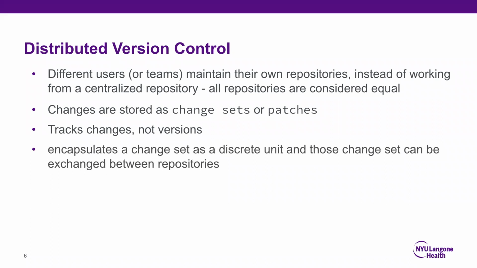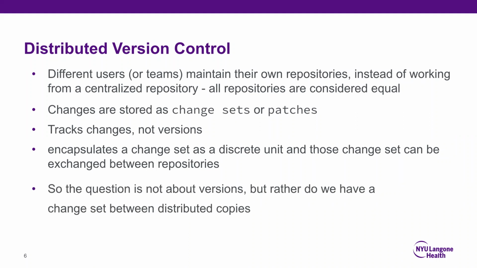It encapsulates a change set as a discrete unit, and those change sets can be exchanged between repositories. We're really going to see this work when we start committing changes, and we can see that those changes have been given an identifier such as a hash, and we can use that change set to update other repositories. So I can commit some changes, I will create that change set, and then you can pull that change set so your repository is then updated. The question here really is not about versions, but rather, do we have the most current change set between distributed copies?